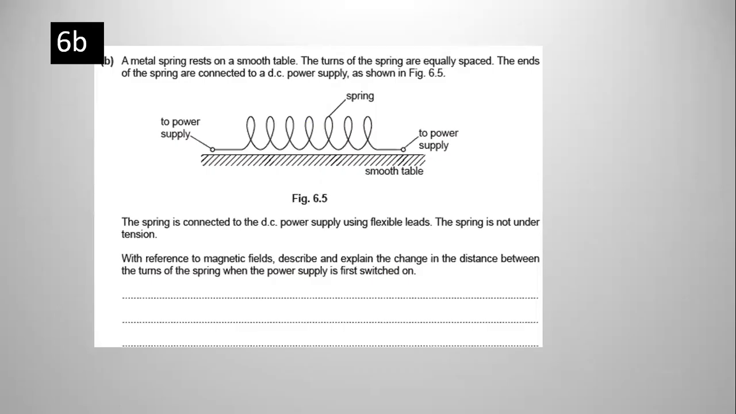A metal spring is pressed on a smooth table. The turns on the spring are equally spaced. The ends of the spring are connected to a DC power supply, as shown in figure 6.5. The spring is connected to the DC power supply using flexible leads. Connected to the power supply there, power supply there. The spring is not under tension.